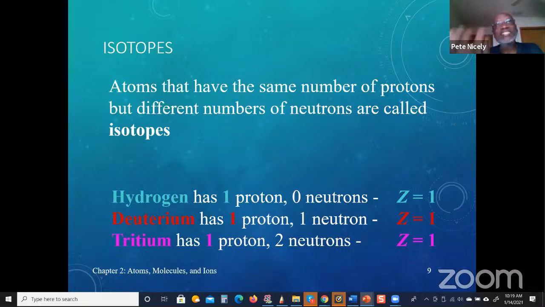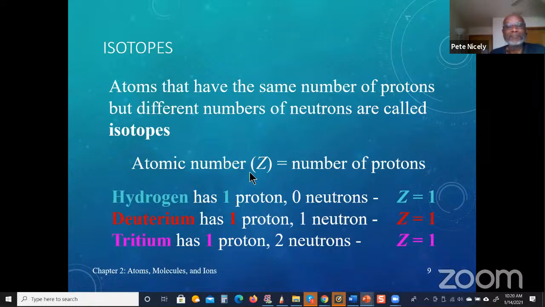So as such, these hydrogen isotopes behave chemically the same way. They're all identical in terms of the chemical properties that they display. Now, they will display certain differences in their physical properties, which I won't get into. And those differences are due to the fact that they have different numbers of neutrons in their atomic structure, all right?